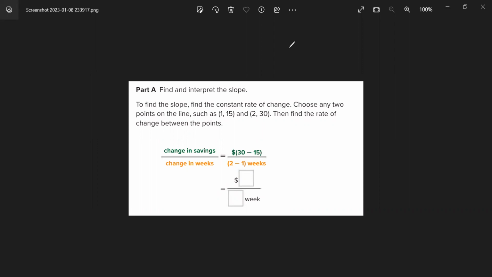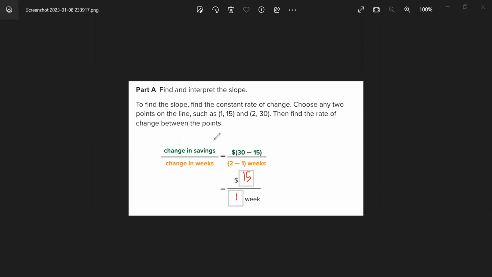Choose any 2 points of the line, such as (1, 15) and (2, 30), then find the rate of change between the points. Remember how I did it? Remember, y with y and x with x. So the y's first, the change: 30 minus 15, the change was 15. And 2 minus 1, the change was 1. So it will be $15 in 1 week. That is my slope.